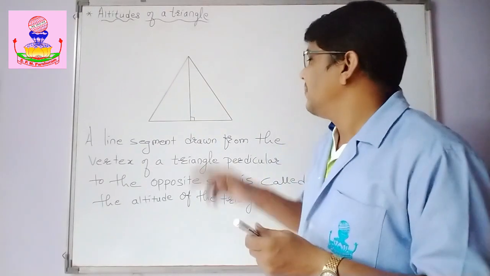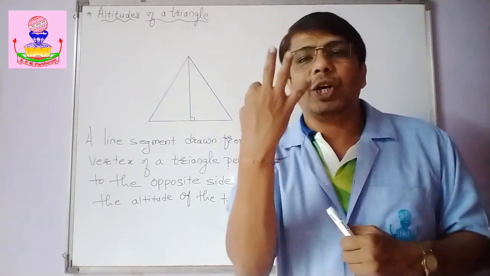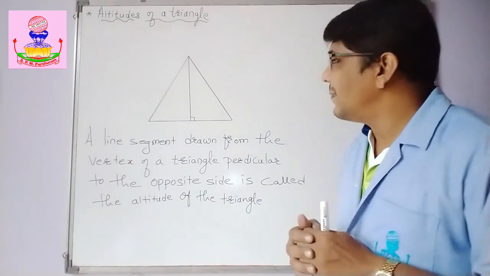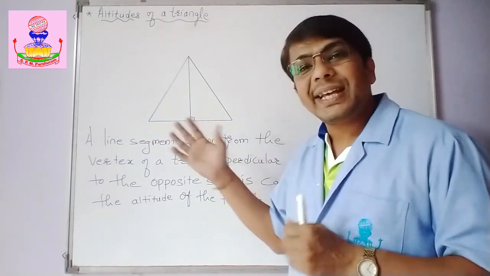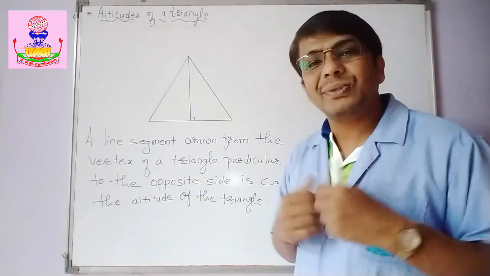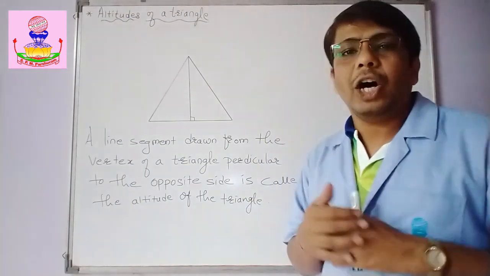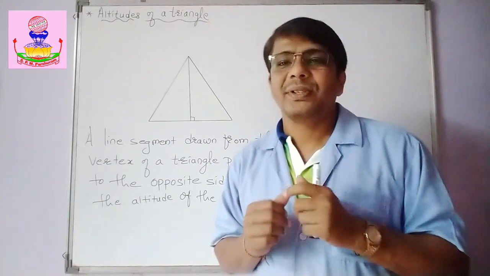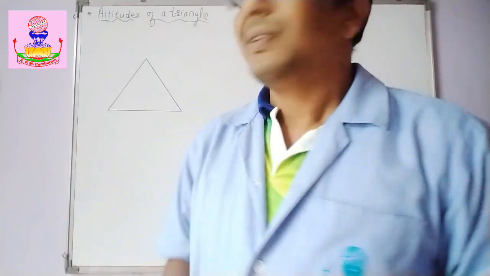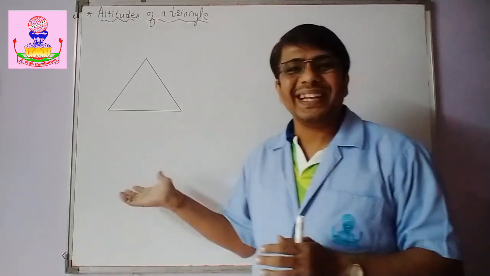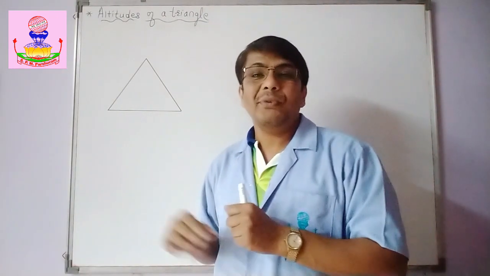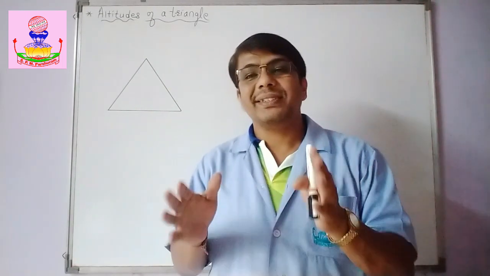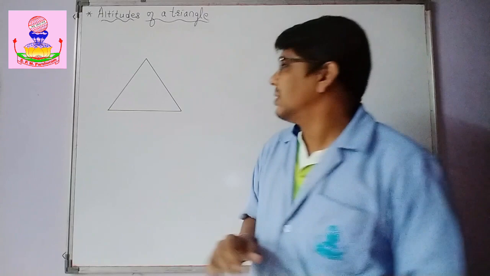Now, how many altitudes can I draw? Definitely, there are 3 vertices, so I can draw 3 altitudes. Do you get it? Now, let us see for different types of triangles where these altitudes lie. So, first we will see on the basis of the angles. Okay, so let us go for that. On the basis of the angles, this is an acute angle triangle. Now we are going to draw altitudes of this. Let us see where all the 3 altitudes lie.